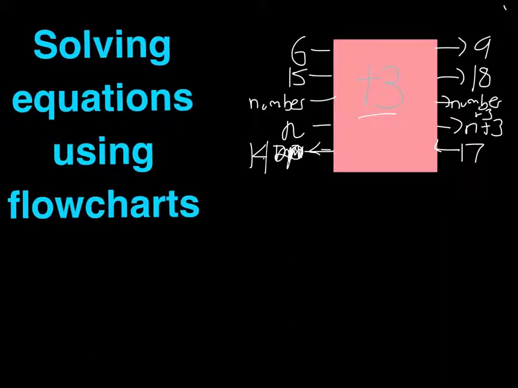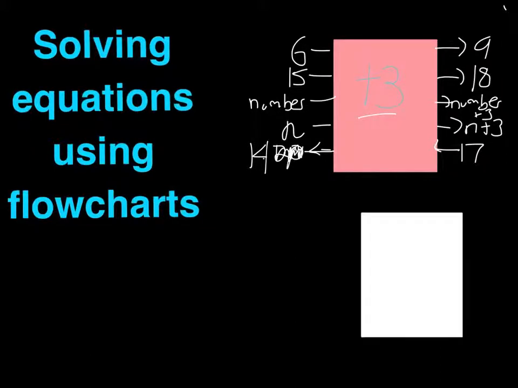Let's look at another example. So let's say this here is a times 4 machine. So for example, if I put 6 into this machine, out comes 24. Okay? If I put 9 into this machine, out comes 9 times 4, which is 36. So what would I need to put into this machine to get a result of 44?